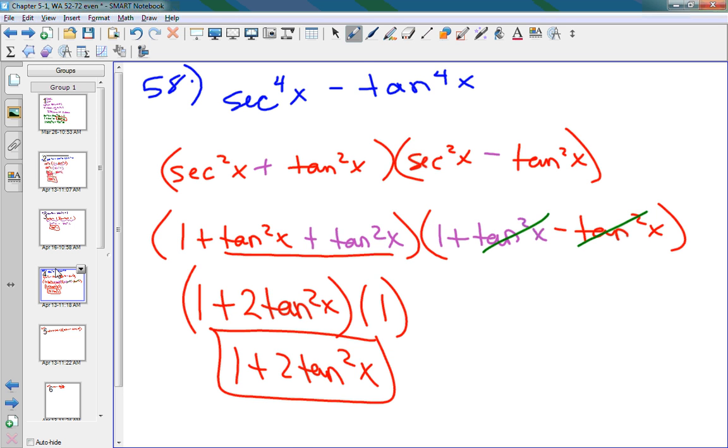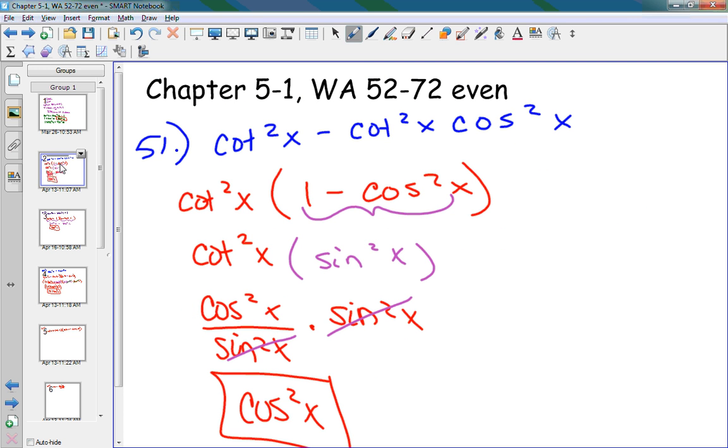For 51, you took out the tangent squared of x, but you can't pull that out of every single term. I can't because this is a term and this is a term. So you're looking at it per term. In the first term, I have a cotangent squared. In the second term, I also have a cotangent squared. Does that make sense?